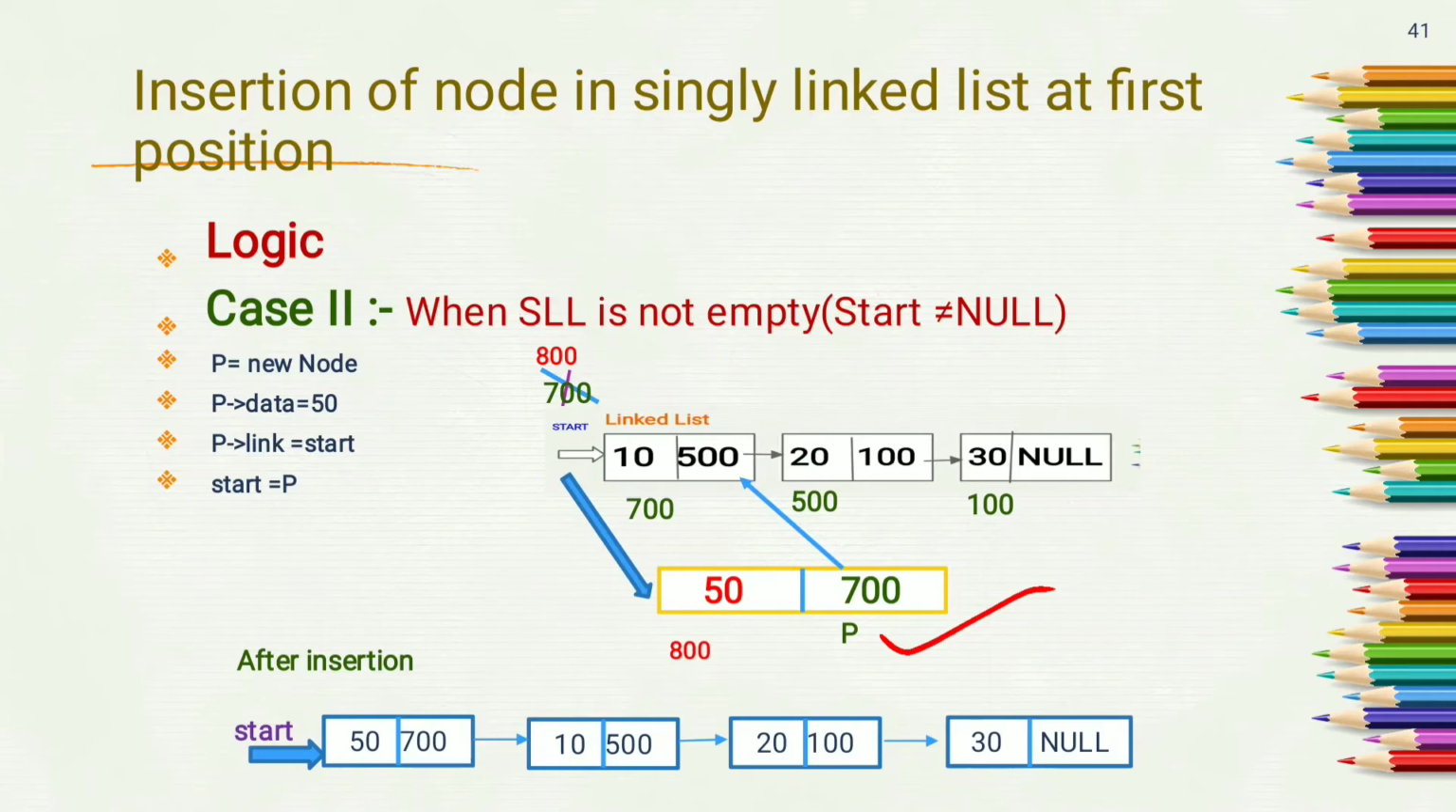For that we have to store the address of this node into the start pointer. So in place of 700 we have to overwrite the address of the new node. For that we have to write start equals to p. Start equals to p means start contains address 800. So after insertion, the singly linked list contains 4 nodes having values 50, 10, 20 and 30, and start points to the first value 50.